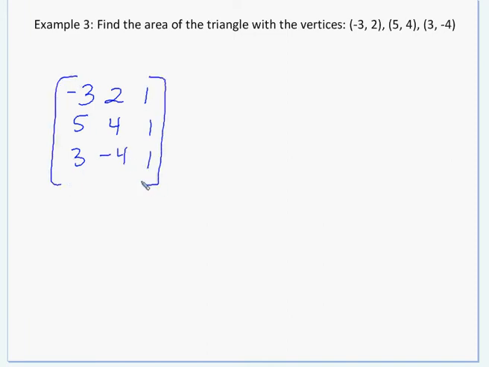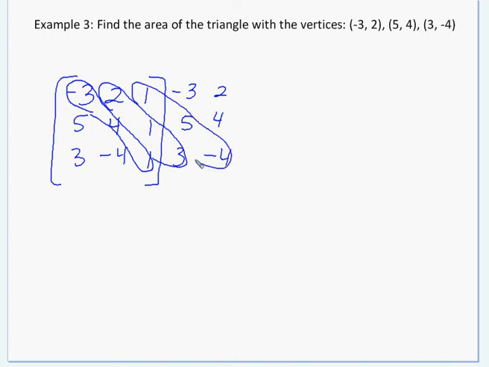Now since we have a 3 by 3, we're going to take the first two columns and put them on the outside of here. So we have negative 3, 5, and 3, 2, 4, and negative 4. We're going to go ahead and solve this by diagonal. So we have negative 3, 4, and 1, 2, 1, 3, 1, 5, and negative 4.